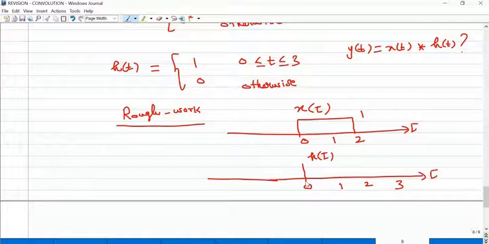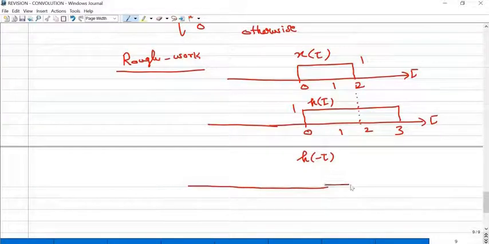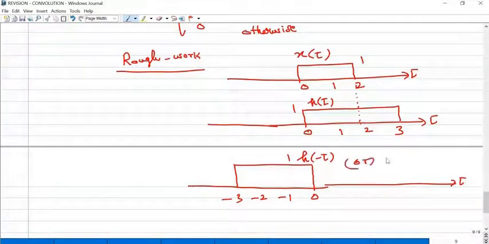This time you have to show it clearly, then only you will see the difference. X of tau, h of tau is over. As per the formula, we need the h of t minus tau diagram. Before drawing the t minus tau diagram, you draw the h of minus tau diagram first. So 0 to 3 is h of tau. So h of minus tau is minus 3 to 0. Minus 3 to 0 is where h of minus tau is. This is equal to the t minus tau diagram at t equal to 0.